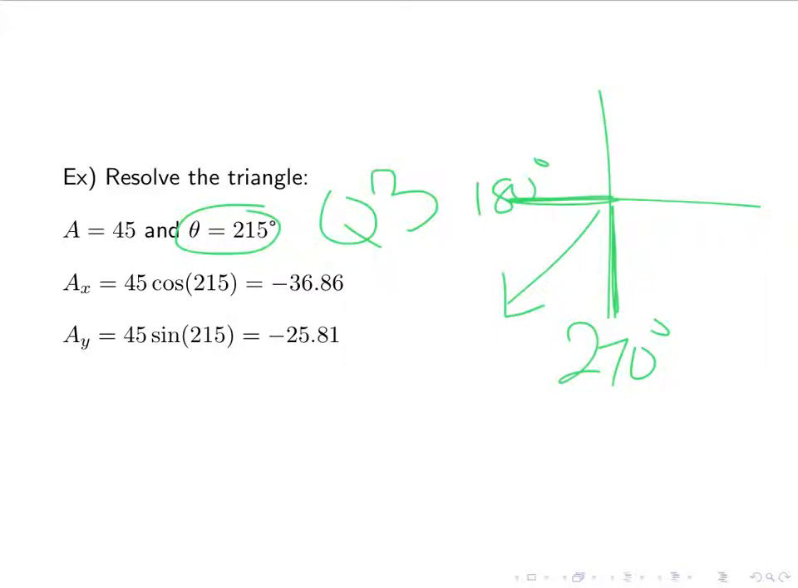Now remember, the negative is just helping me with direction. So the negative in the a sub x means instead of going to the right, I'm going to the left. Instead of 0 degrees for my direction, it's 180 degrees. The negative in the a sub y means instead of going up, I'm going down. So instead of 90 degrees, I'm going 270 degrees. So the magnitude for a sub x is really 36.86. But again, that negative is telling me it's going in the opposite direction.